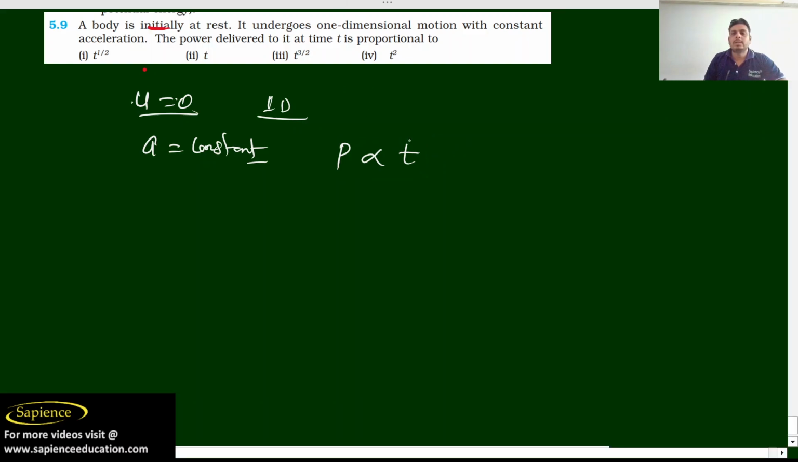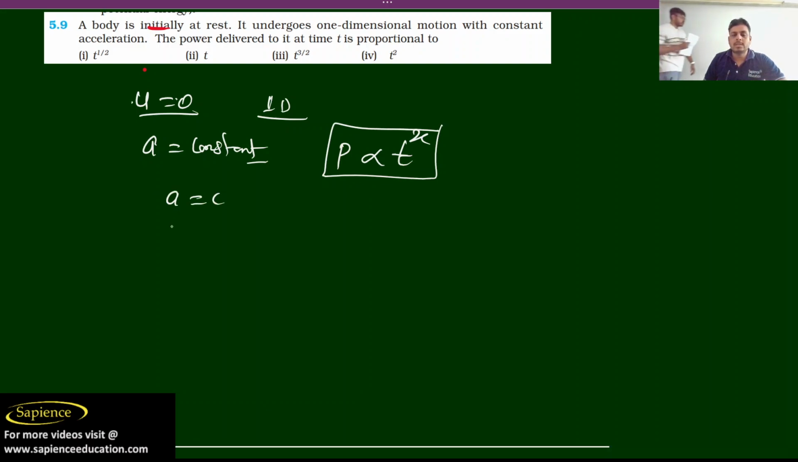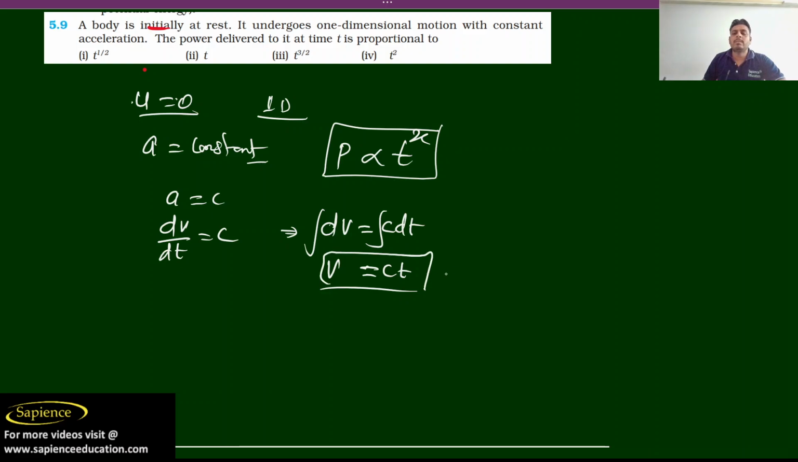Perfect relation means it could be t to the power x or something, we don't know. So let us do it step by step. Acceleration is constant, it means that dv by dt is constant. So now, dv is equal to c dt. Can we integrate both sides? If we integrate both sides, we get velocity equal to constant into t. From this we have inferred that v is proportional to t.